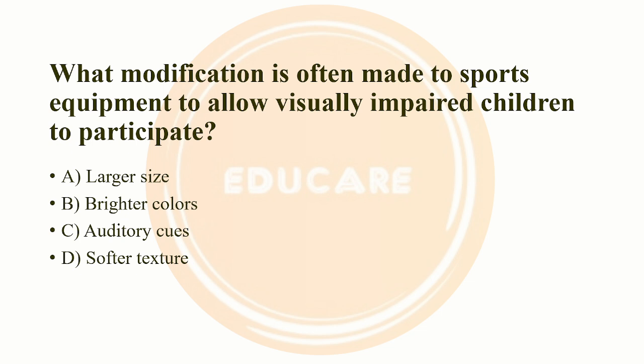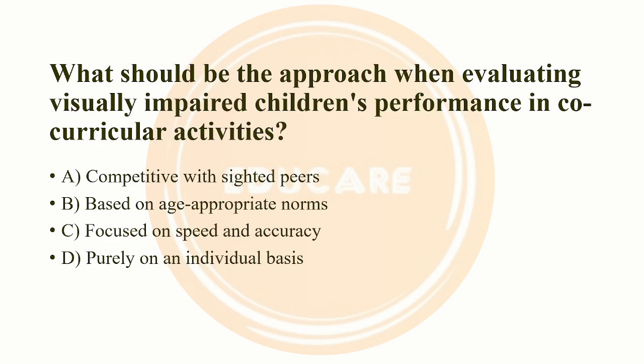Next, what modification is often made to sports equipment to allow visually impaired children to participate? Option: large size, brighter color, auditory cues, softer texture. Answer of this question is option C, that is auditory cues.